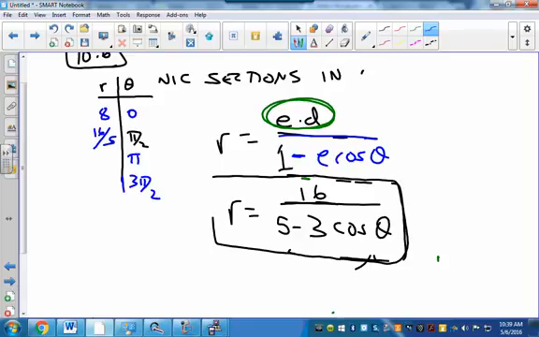If theta is pi, the cosine of pi is -1. So now we have 16 divided by 5 minus 3 times -1, which is 5 plus 3, which is 8. 16 divided by 8 is 2. There we are. For 3 pi over 2, cosine is still 0, so you're back to 16/5.